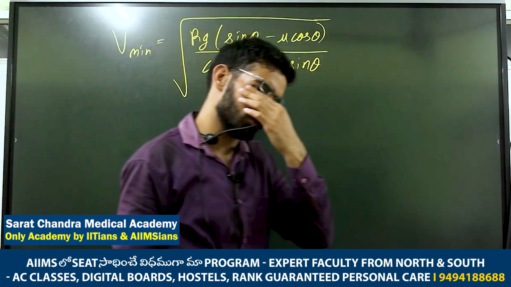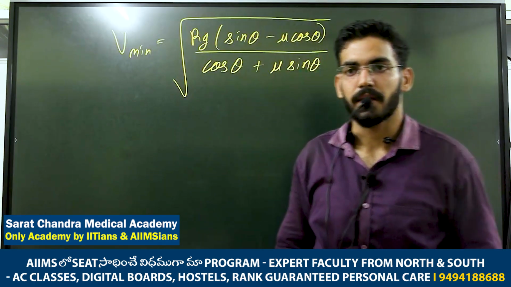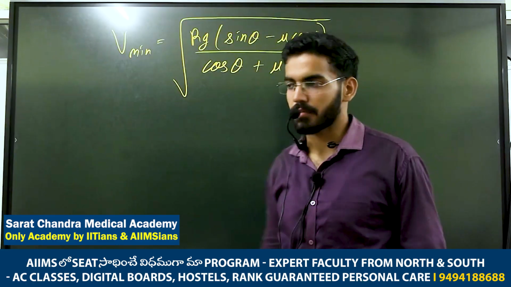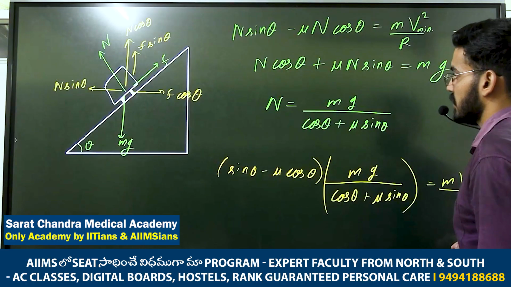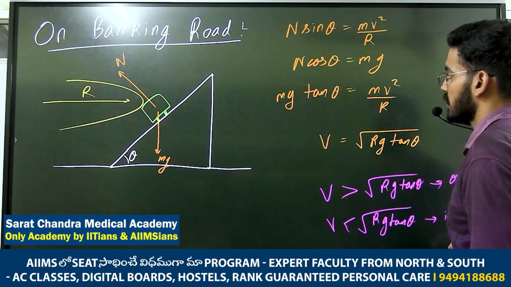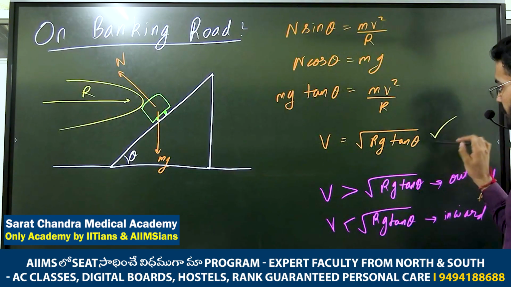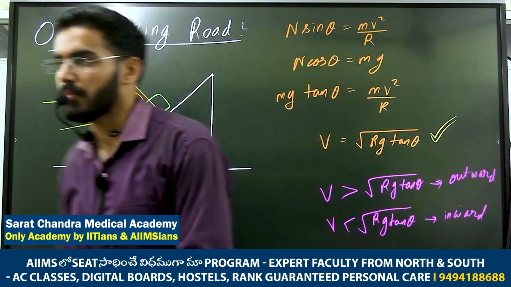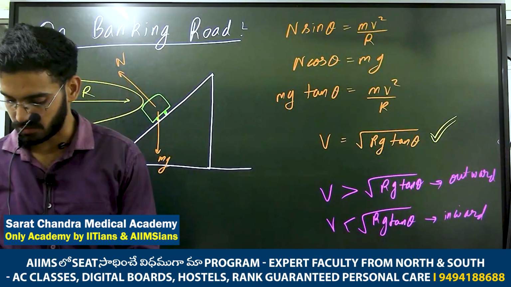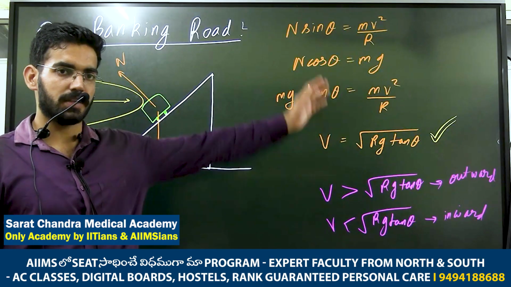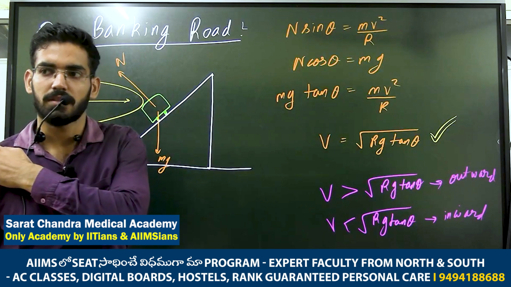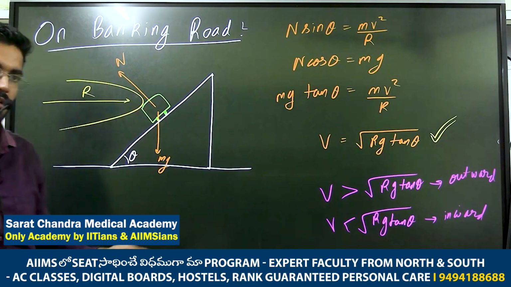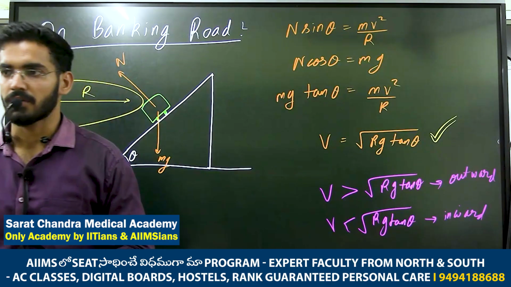Now the thing is how to remember these values, maximum speed and minimum speed. Okay, we can remember easily. How can we remember easily? If we can remember this thing, under root rg tan theta. If you can remember this, then you can remember both of them also. We can remember this, or we can solve this simply, right? Horizontal and vertical, that's it. This side force equals mv square by r, and this side force balance. Rg tan theta came, okay?